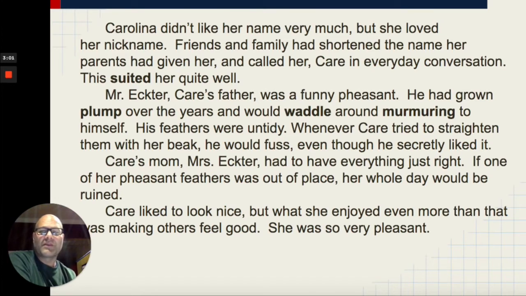Care's mom, Mrs. Ector, she had to have everything just right. If one of her pheasant feathers was out of place, her whole day would be ruined. Care liked to look nice, but what she enjoyed even more than that was making others feel good. She was so very pleasant.